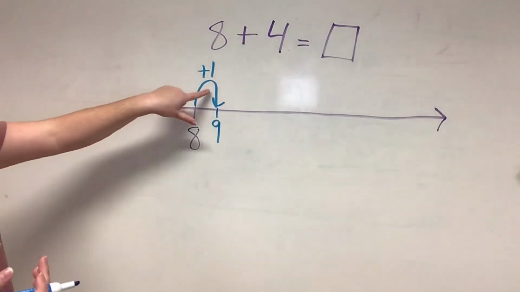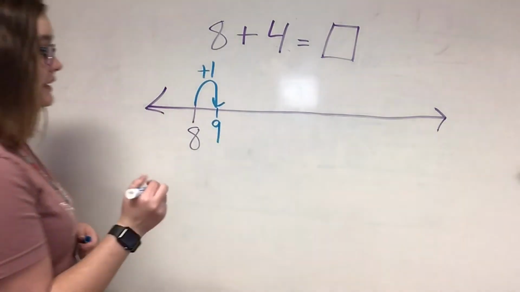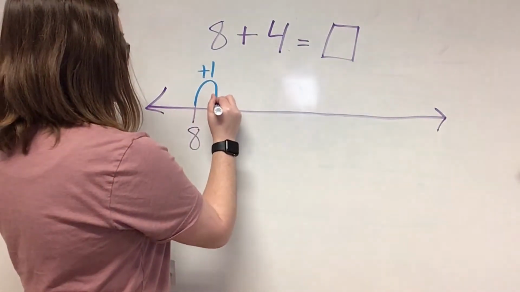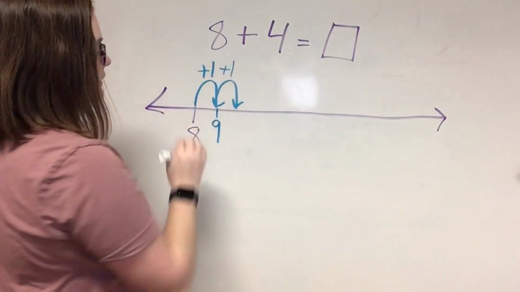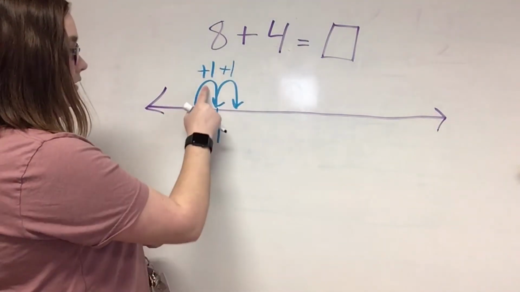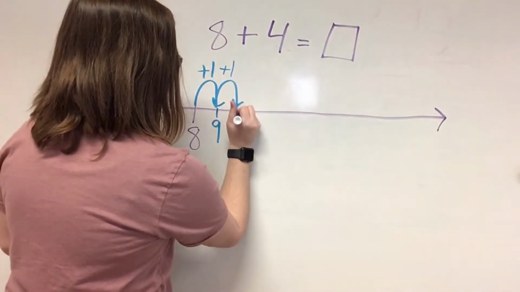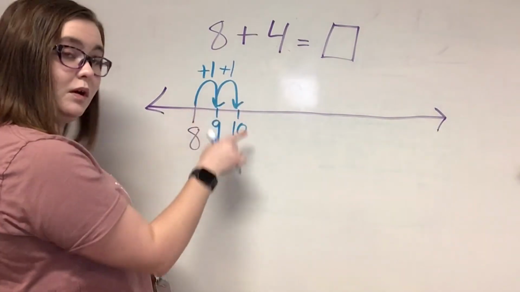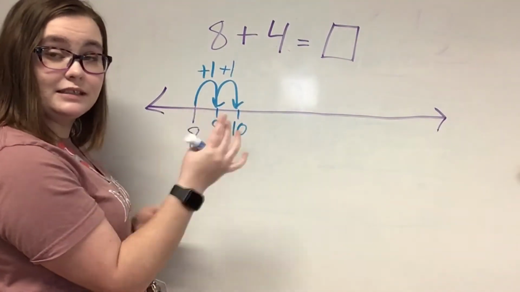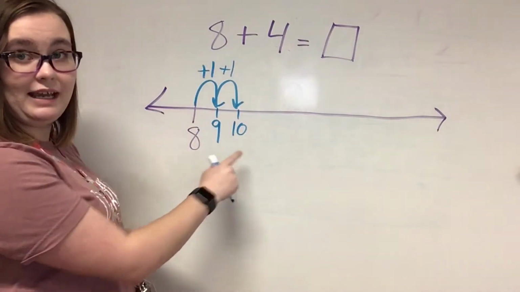How many jumps have I done? 1. That's not the same as 4, so I have to keep going. I'm going to do another jump of 1 plus 1, 8, and 2 more is 10. And if you don't know that, you can always think 9 plus 1 is 10, but still know that it's 8 and 2 more jumps is going to be 10.